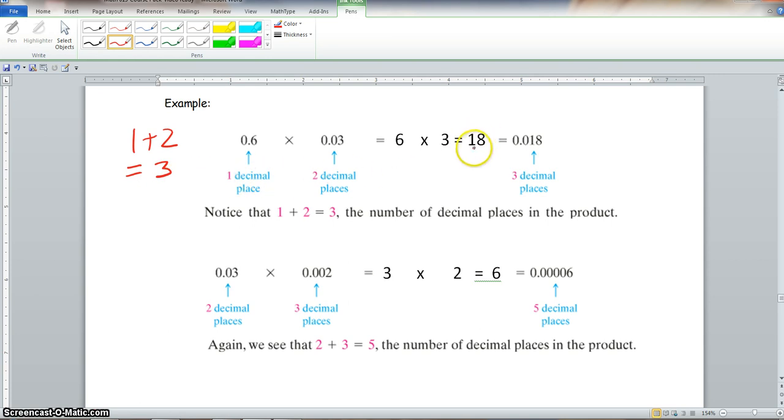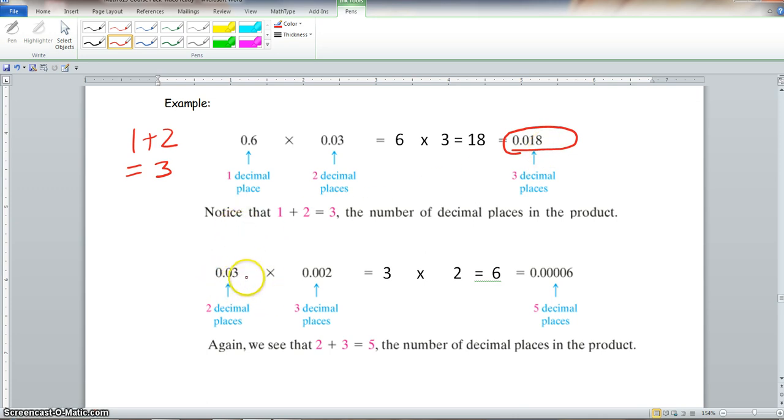So our answer here was 18. So we had to add a 0 in front of the 1, and then we would add our decimal. And our final answer would be 0.018. Now, we come down here.